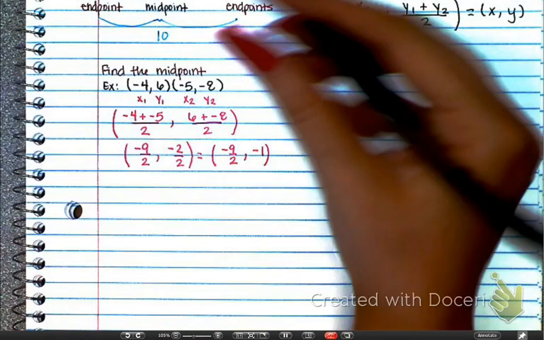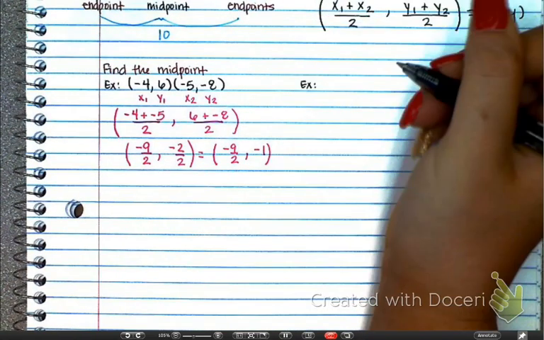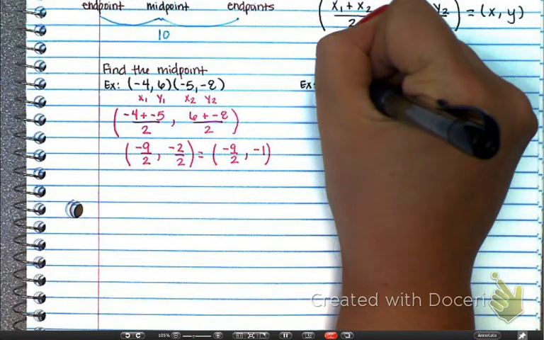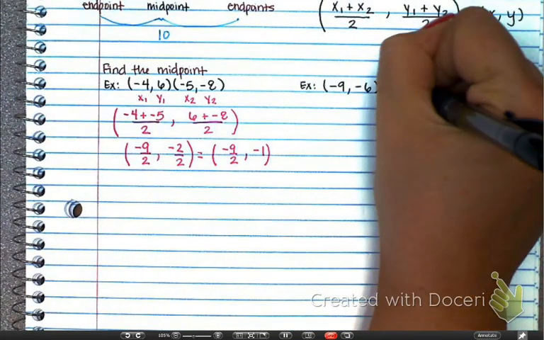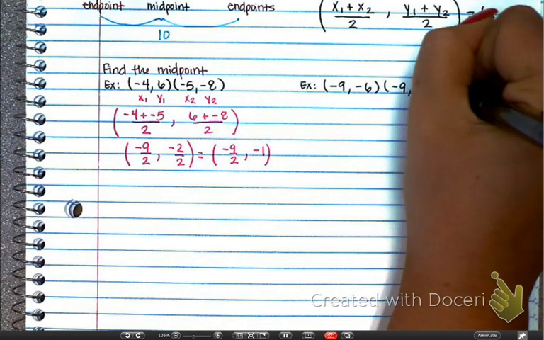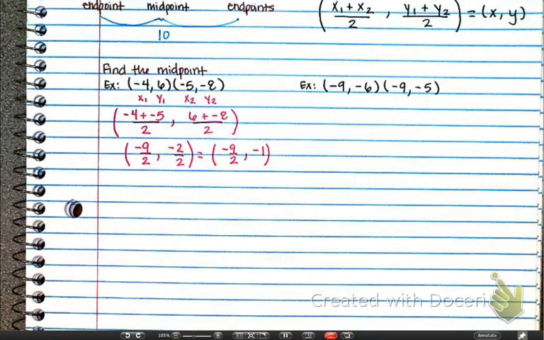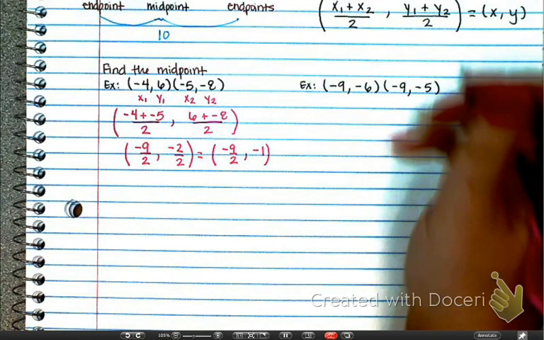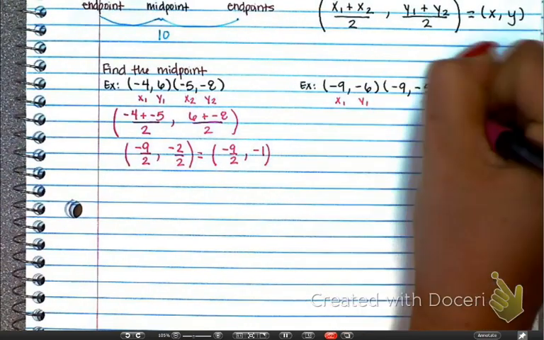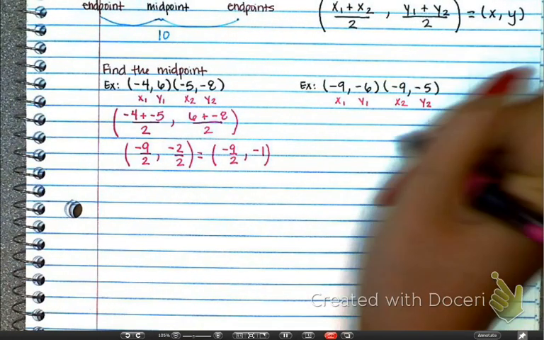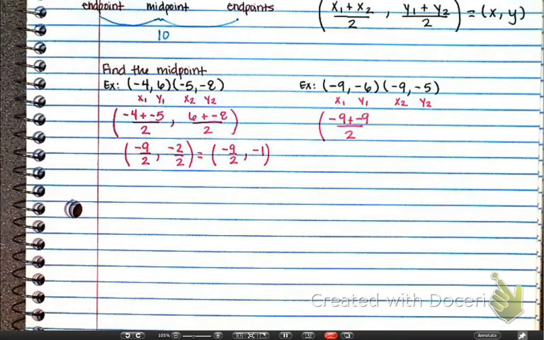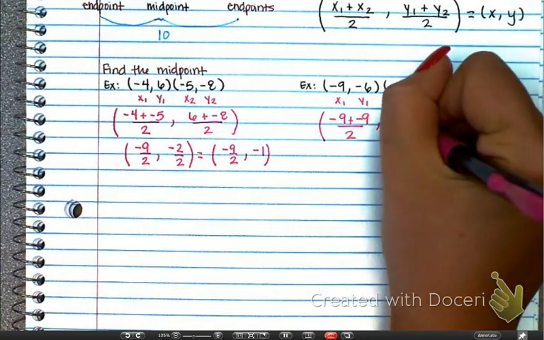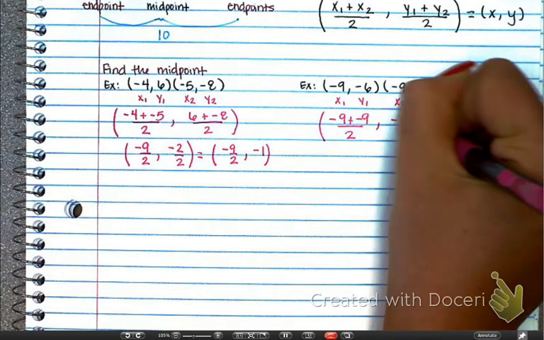You think you can try one? Yes? How about -9, -6, and -9, -5. So take a second and see if you can find the midpoint of those 2 endpoints. All right, so X1, Y1, X2, Y2. When I plug it in, -9 plus -9 over 2. And -6 plus -5 over 2.